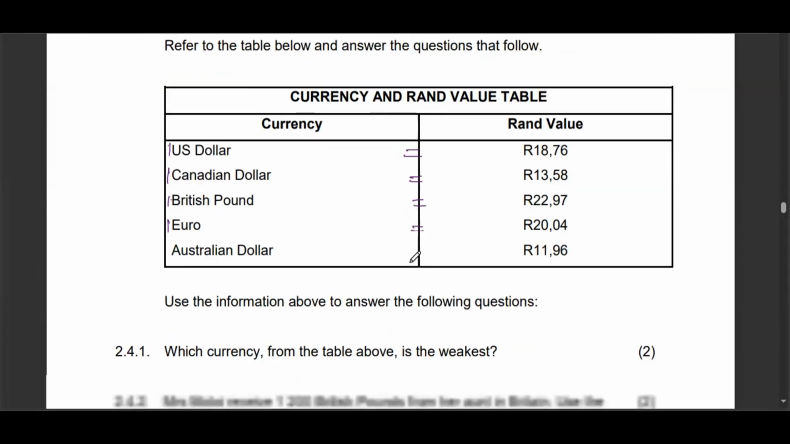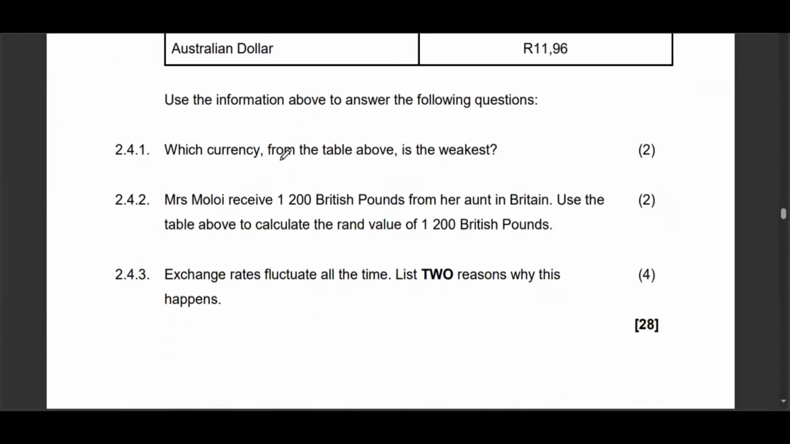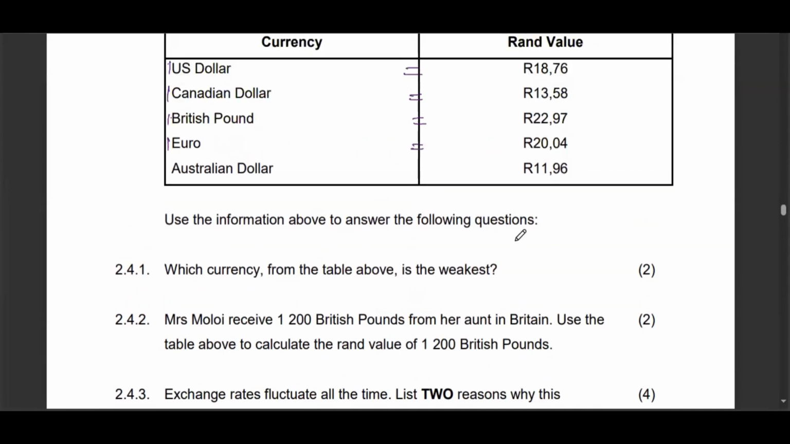All right, there we go. Use the information above and say which currency from the table above is the weakest. So we shall look for the lowest currency, which is the Australian dollar, the weakest.